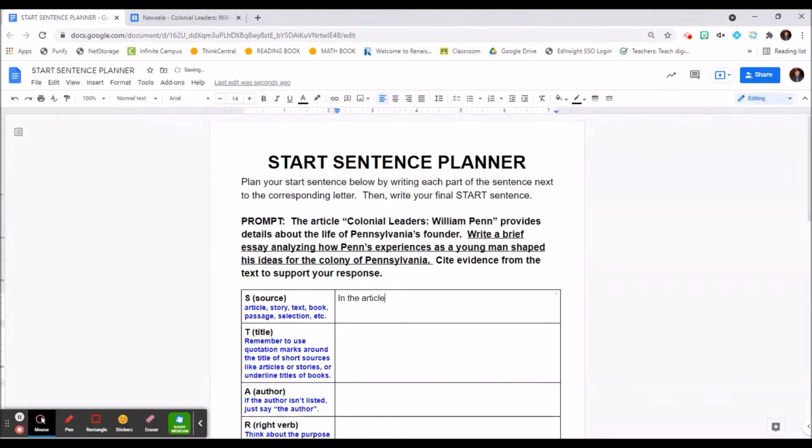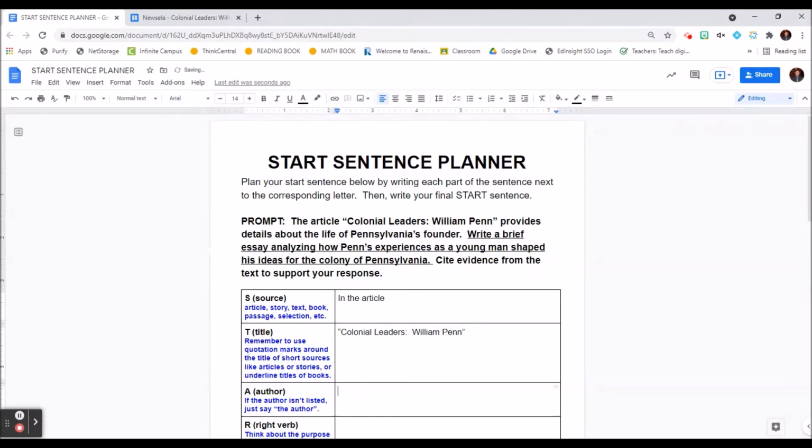Okay. And it always starts with in the. I have that part completed for my students usually. Title. Okay, well, we need our title here. What was the title of the article? Oftentimes it can be found right here in our prompt, and the title was Colonial Leaders, William Penn. Since it is an article, it would be written with quotation marks. So there we have our title.